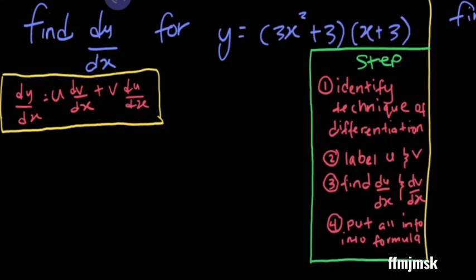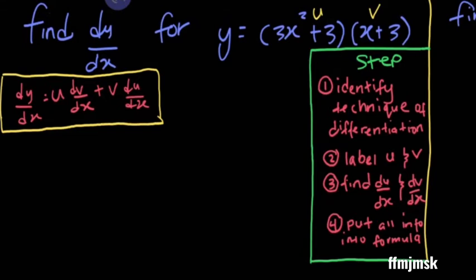So if we follow the next step, step number 2, label u and v. So in this question, we will label the first bracket here as u and the second bracket for v. Now after you label u and v, the next step is for you to find the derivative for u and v. Find du over dx and dv over dx.